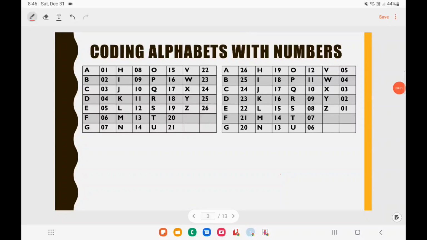So let's see what are the common types of coding first before moving on to the questions. The most common type of coding that is being asked in the questions across different exams is the coding of alphabets with numbers. You know that there are 26 letters in the English alphabet, right? The first letter A will be coded with 1, the second letter B will be coded with 2, and so on. The final letter Z, which is the 26th letter in the English alphabet, will be coded with 26. This is the most common type of coding that is being seen in the questions from coding and decoding.